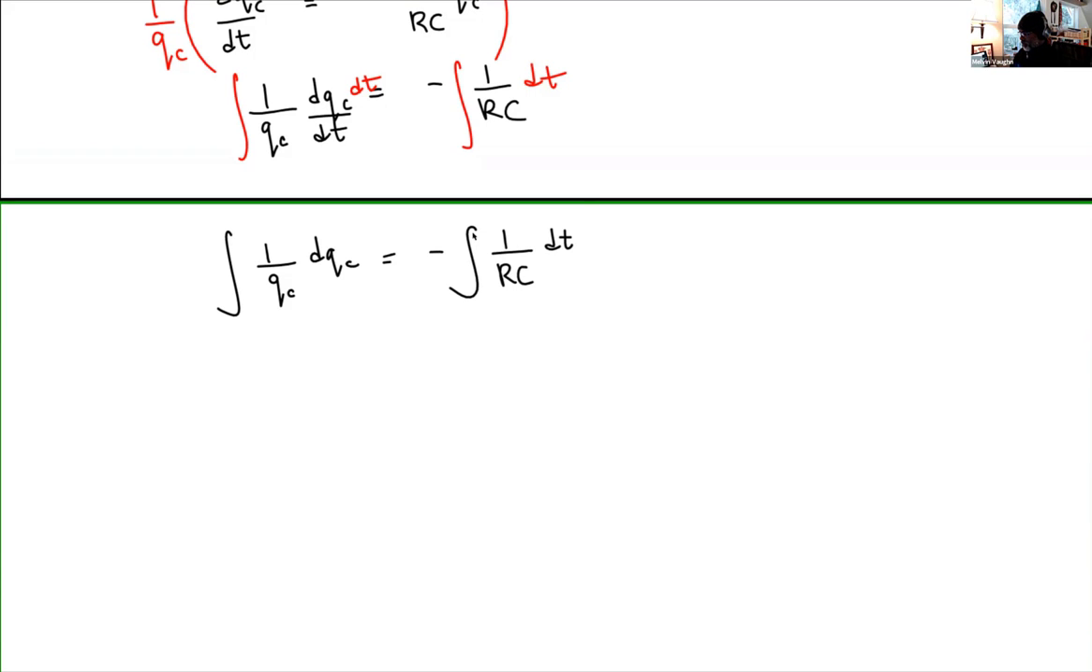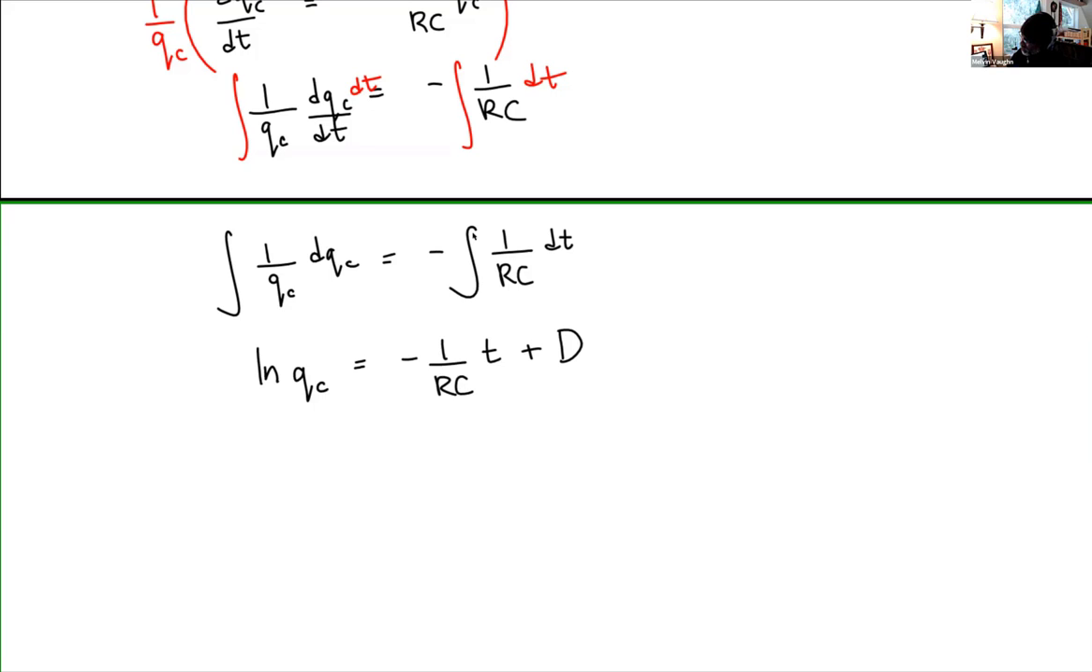Now, RC, that product, is just a constant. The left side, 1 over Q dQ, you should recognize to be the natural log of Q. And the right side, we have minus 1 over RC t plus a constant of integration. Instead of using C, I'll use D to represent our constant of integration. Notice, we are a couple steps closer to expressing charge as a function of time for this complementary equation. Charge is on the left, time is on the right.